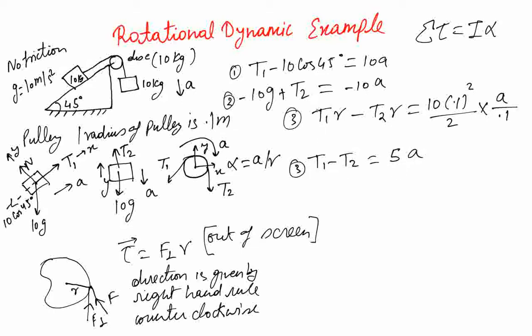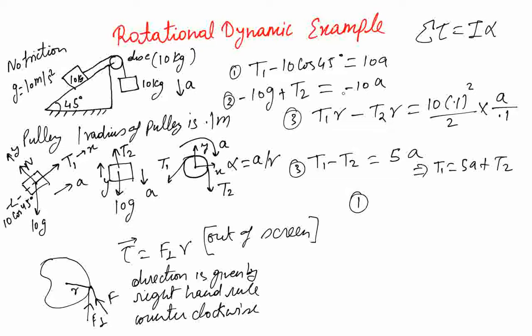And you see, these three are very simple equations. They can be very easily solved. First of all, you can substitute T1. Okay, let's do that. So the first becomes, from here you can write T1 equals 5A plus T2.